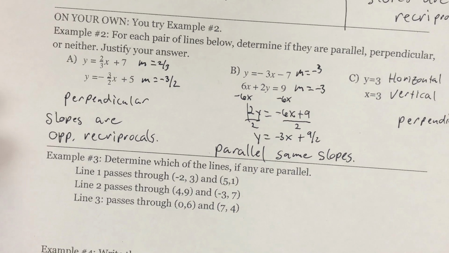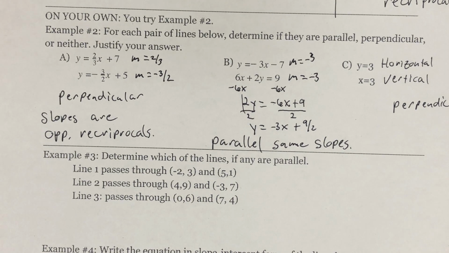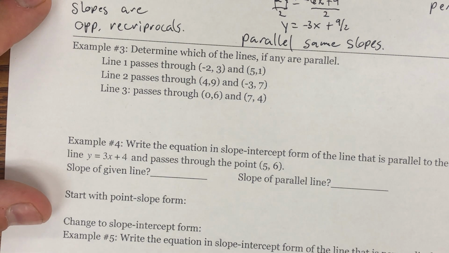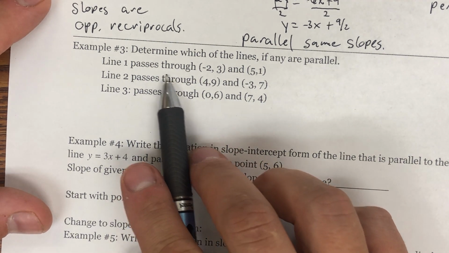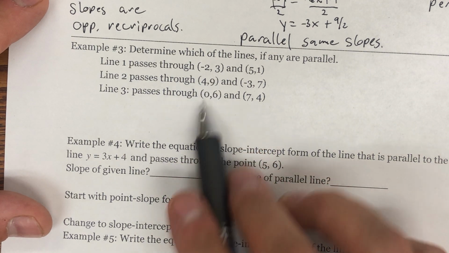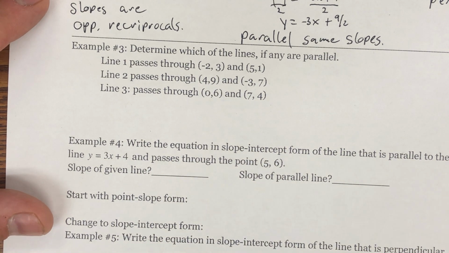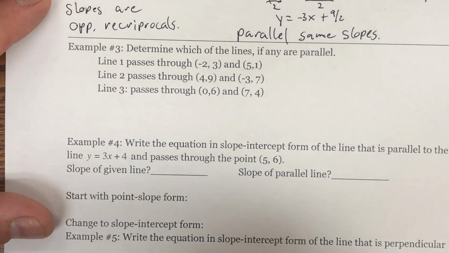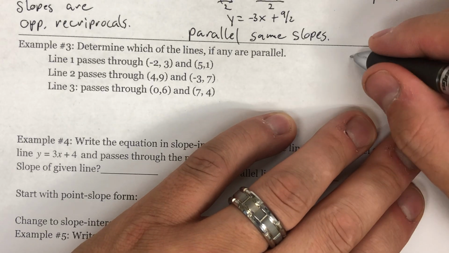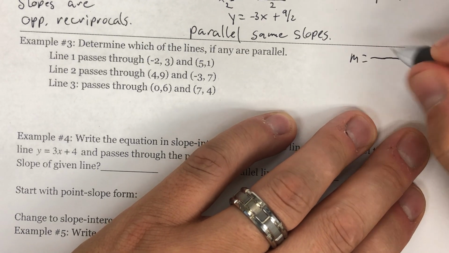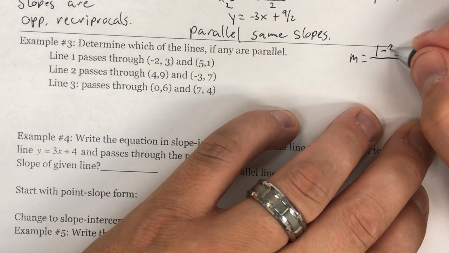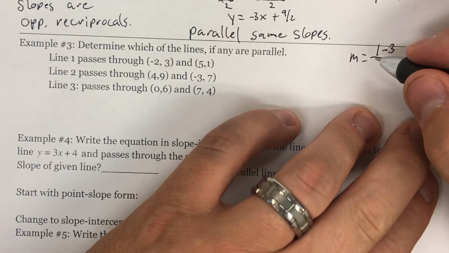All right. For our next one, determine which of these lines are parallel. And for us to do that, I'm told that they pass through some given points. So I need to figure out the slope of line 1, slope of line 2, slope of line 3. So I got to do the slope formula 3 times to figure this out. So I'm going to do line 1 first. m equals, I'm just going to write down my work over here. y2 minus y1. We've done this a lot, so I'm going to cruise through it. 1 minus 3 over 5 minus -2.